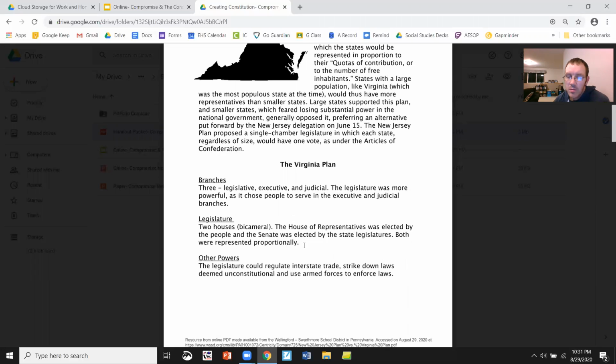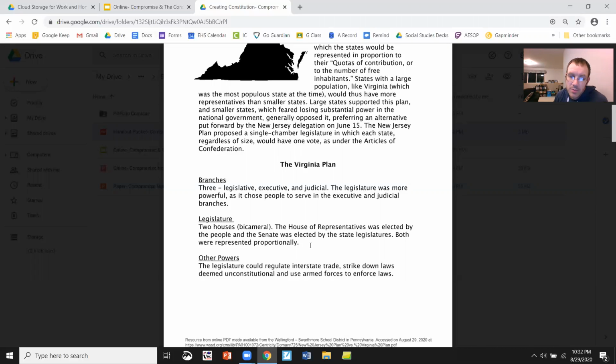Both were represented proportionally. So it has 2 houses, but each state gets votes in each house based on their population. So, Virginia might have 20 votes in the House of Representatives and 20 votes in the Senate, and Rhode Island and New Jersey may have 1 vote in the Senate and 1 vote in the House of Representatives. So small states are at a clear disadvantage here. But a state like Virginia would say, hey, we deserve more votes. We have a lot more people.